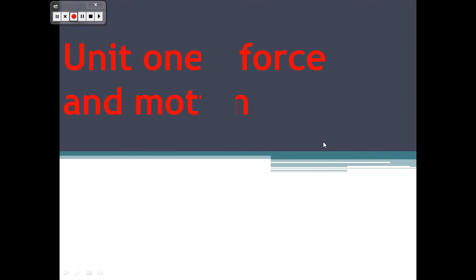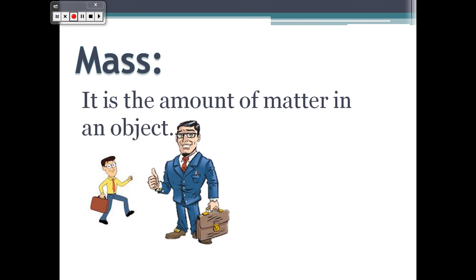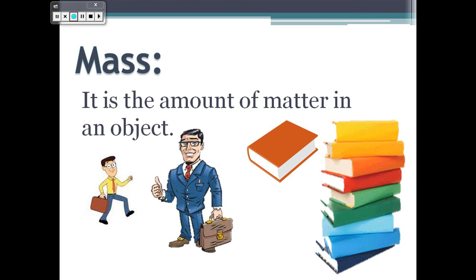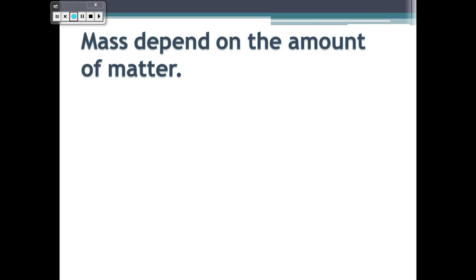Mass. What is the mass? Mass is the amount of matter in an object. Look at this boy and this man. They have different masses. Why? Because they contain different amounts of matter. So mass is the amount of matter in an object, and mass depends on the amount of matter.